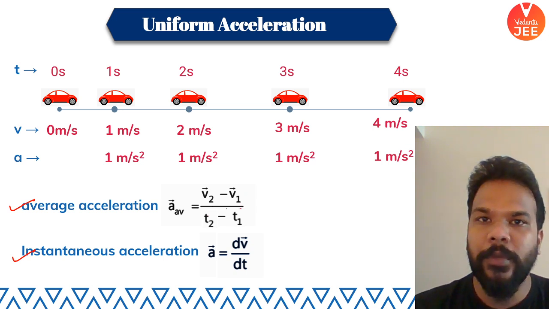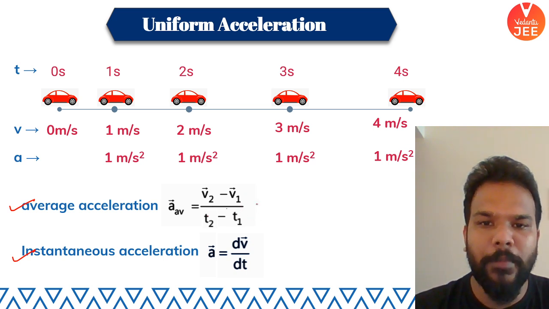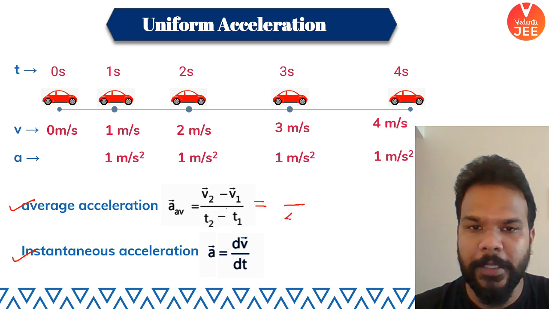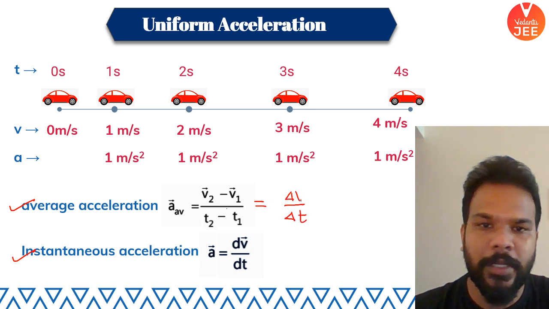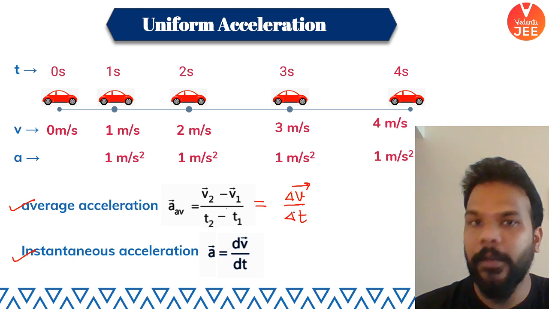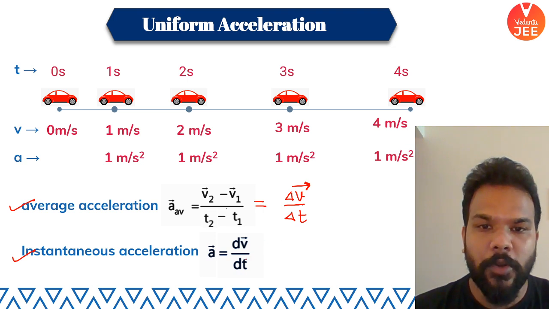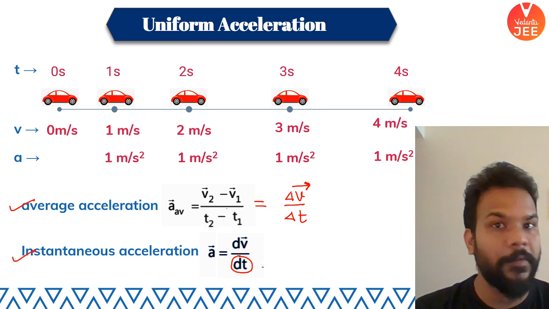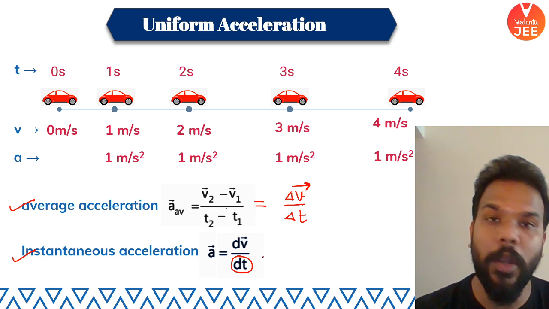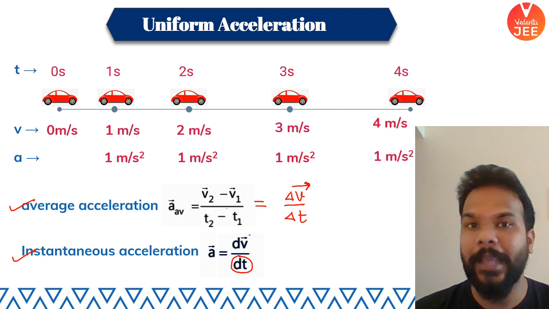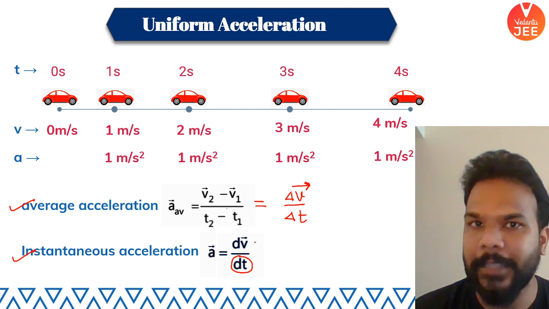Whenever you have a measurable amount of change in time given to you, that means you're talking about delta t, and a measurable amount of change in velocity is under consideration, then the acceleration that you are calculating is average acceleration. But if you're talking about a very small change in time, dt, then the change in velocity will also be relatively very small. So the acceleration that you will be calculating will be instantaneous acceleration.